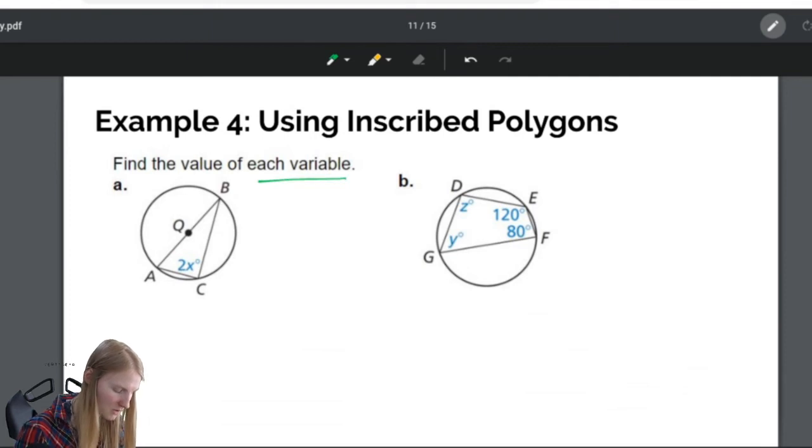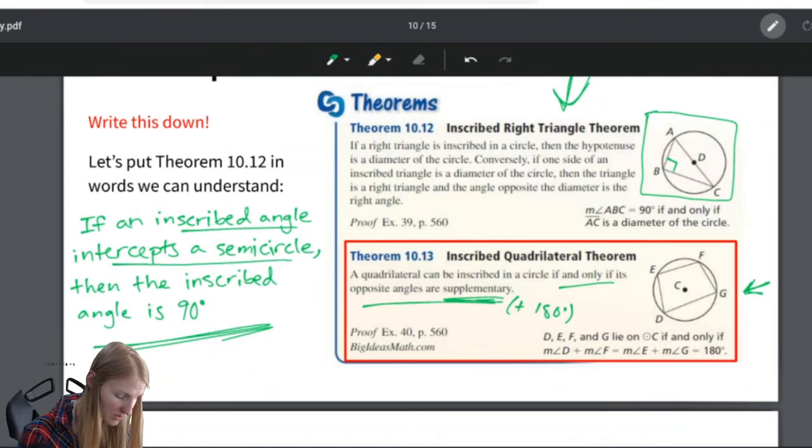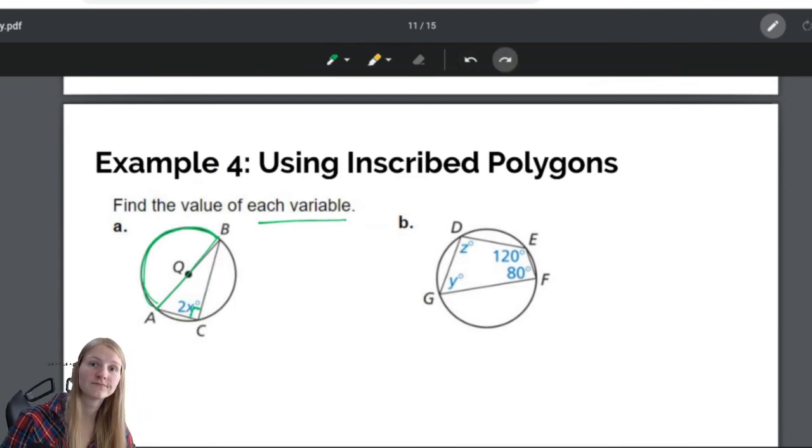All right. So, let's look at A first. What I'm noticing is that AB is a diameter, which means that this is a semicircle. So, this is 180 degrees, which means this has to be 90. Because just like our first theorem says, if an inscribed angle intercepts a semicircle, the inscribed angle is 90 degrees. This angle right here, this inscribed angle, intercepts that semicircle. So, it's 90 degrees. Cool.